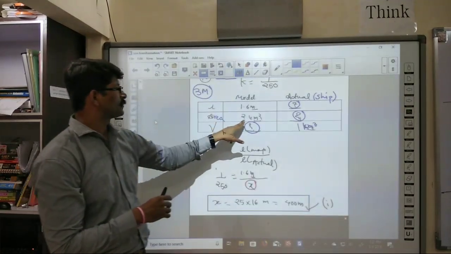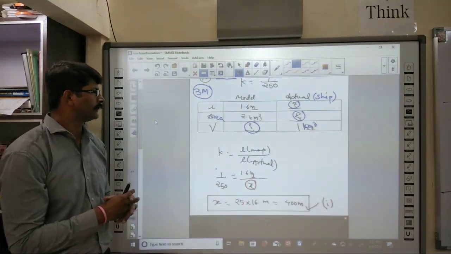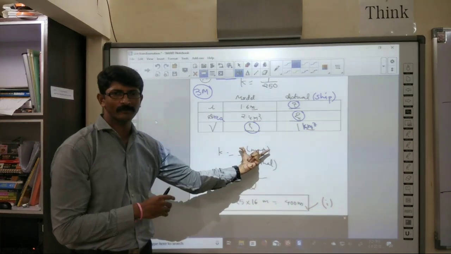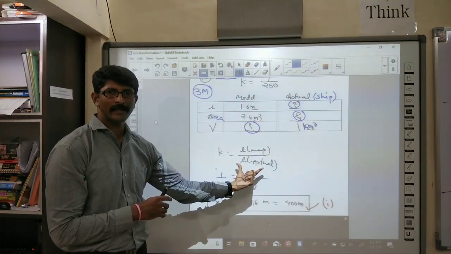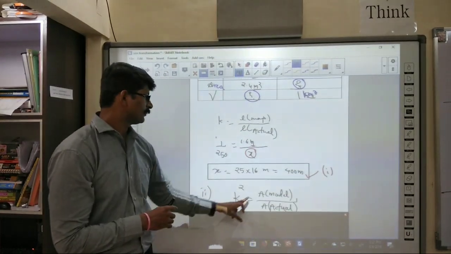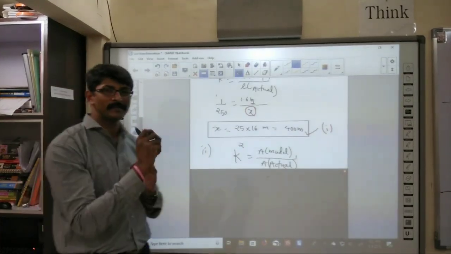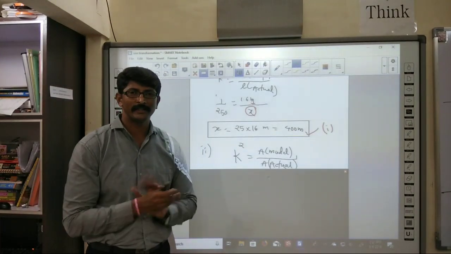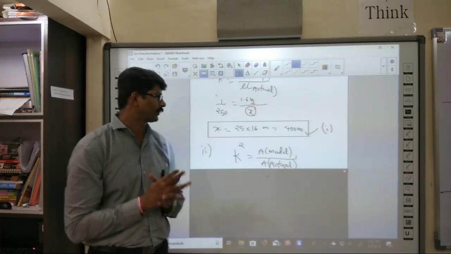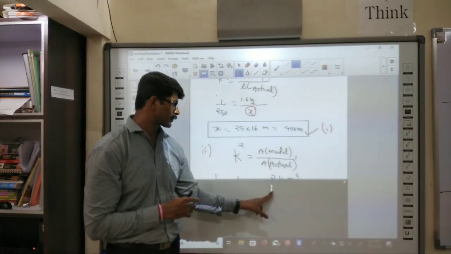The second part of the sum is we are going to calculate the actual area. So how are we going to do that? We're going to write k square is equal to area of the model upon area actual. Please students, keep writing simultaneously so that we'll be able to do the maximum number of sums in this particular session. So k square is equal to area of model upon area actual.